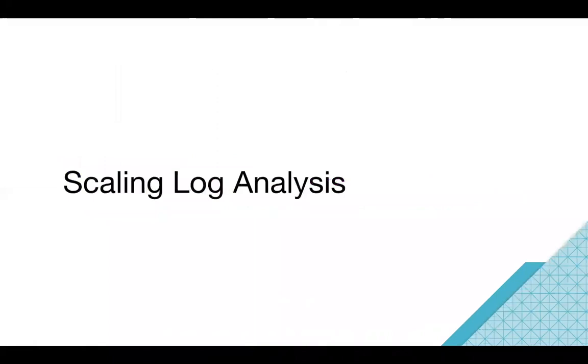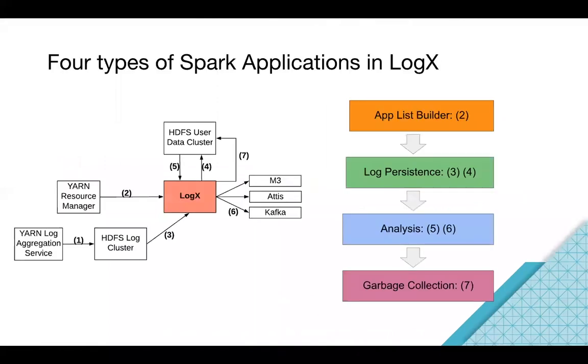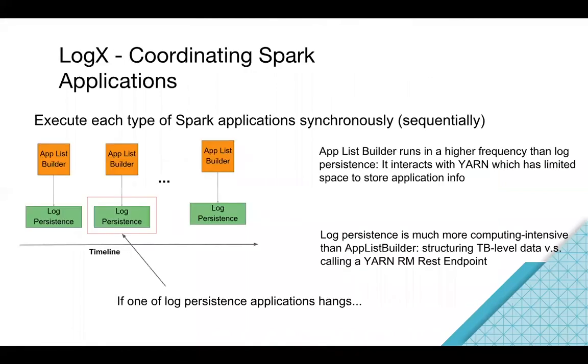So the second design consideration is about how we scale this design for Uber's scale. Hopefully you still remember this figure. We have 4 types of Spark applications to form this workflow of LogX. So the first factor I would like to talk about in scaling LogX is how we coordinate these applications.